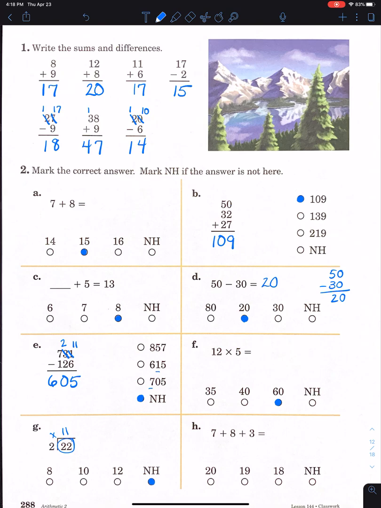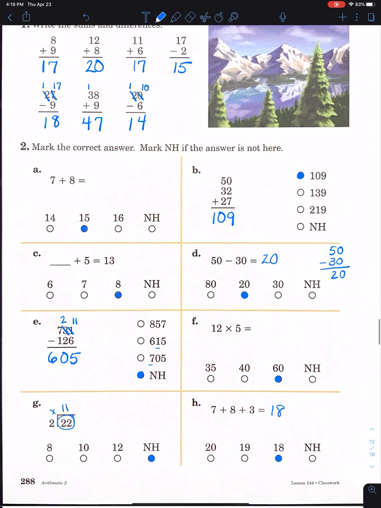And finally, letter H, we have 7 plus 8 equals what? It's 15. And 15 plus 3 is 18. So we fill in the circle for 18.